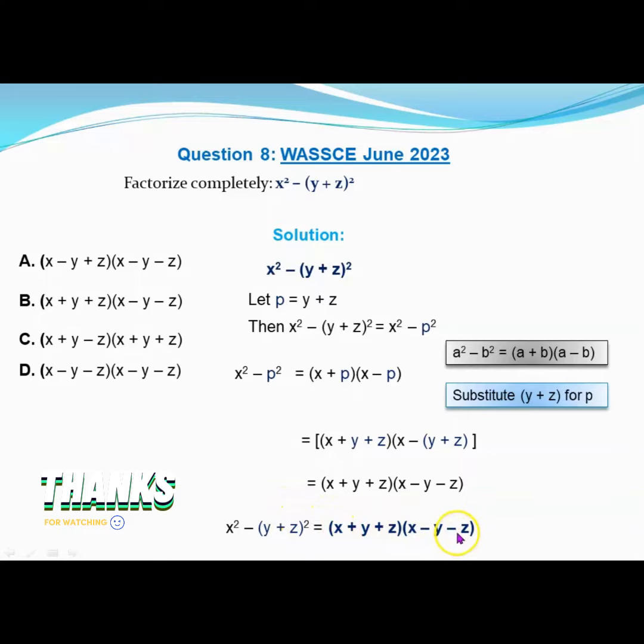Right. So among the options that we have, which one is the right option? We see that option B is the right option.